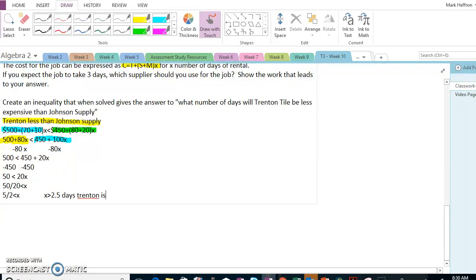Trenton is less expensive than Johnson. Otherwise, if it's a short trip of less than 2.5 days, then we should go with Johnson.